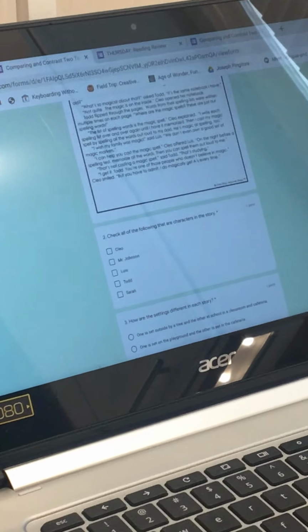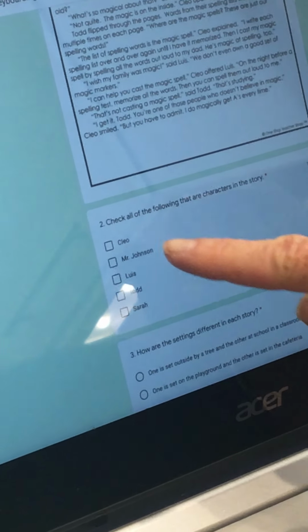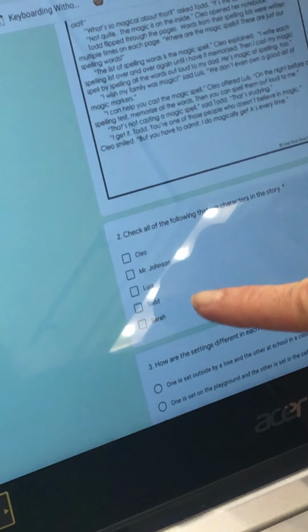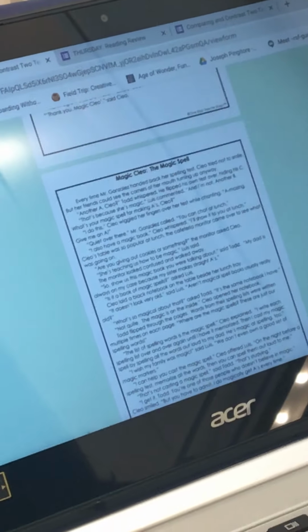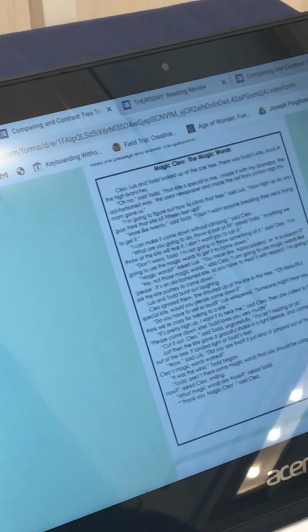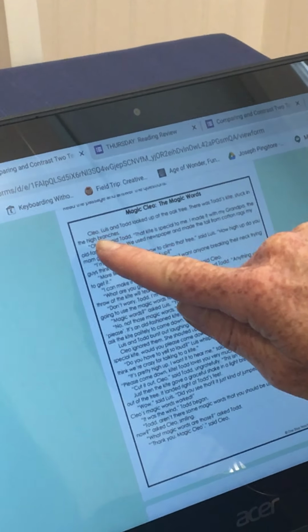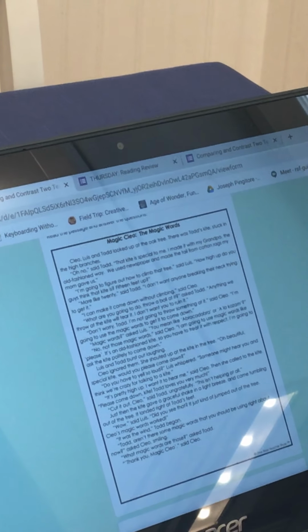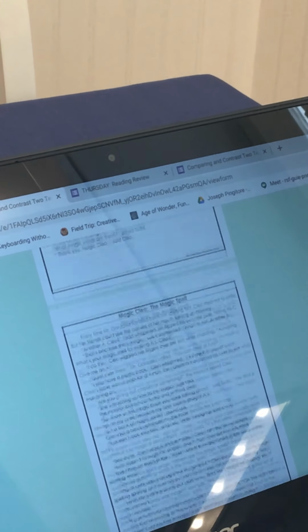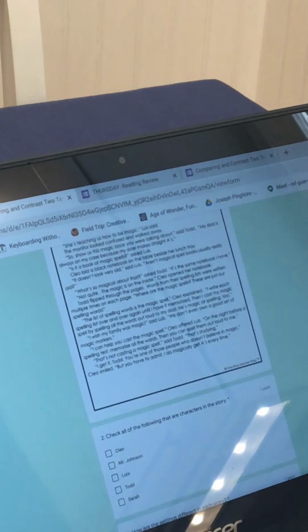When you scroll down to the first question here, check all the following that are characters in the story: Cleo, Mr. Johnson, Lewis, Todd, Sarah. So you have to go up to your stories, and you don't just want to reread the first sentence. You really want to go through and say, oh, I see Cleo, I see Lewis, I see Todd, I see Grandpa, and that's all in the beginning. But who else is in there? So just make sure that you're clearly going to both passages and finding who your characters are.